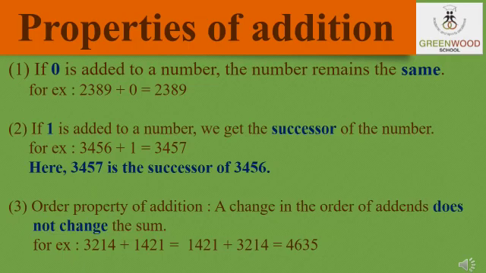Third, order property of addition. A change in the order of addends does not change the sum. Simple language, it means if I add 3 plus 4 or if I add 4 plus 3, the answer I will get is 7 only. Here I have given one example. 3214 plus 1421 or 1421 plus 3214 will give me answer 4635 only. You can try this by yourself.